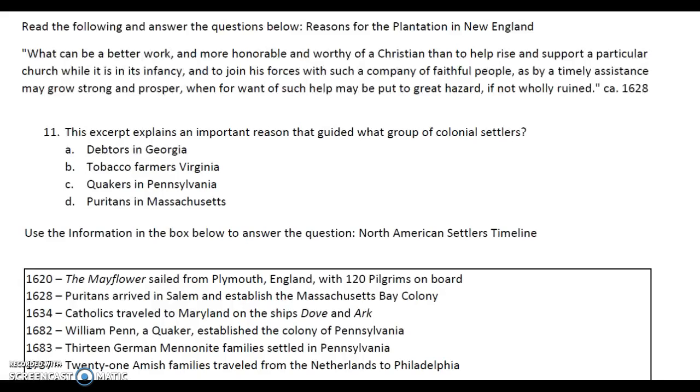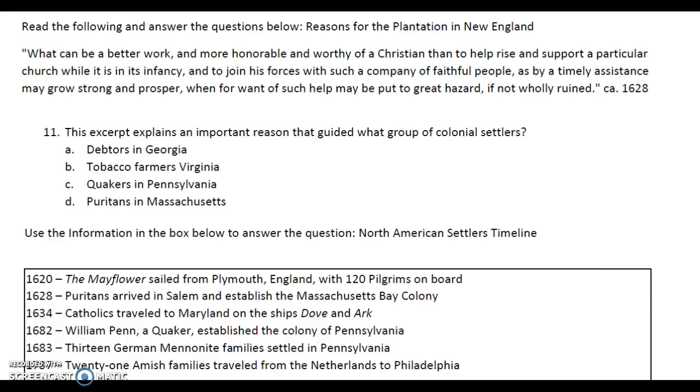Read the following and answer the questions below. Reasons for the plantation in New England. What can be a better work and more honorable and worthy of a Christian than to help raise and support a particular church while in its infancy, and to join his forces with such a company of faithful people as by a timely assistance may grow stronger and prosper, when for want of such help may be put to great hazard, if not wholly ruined. 1628.